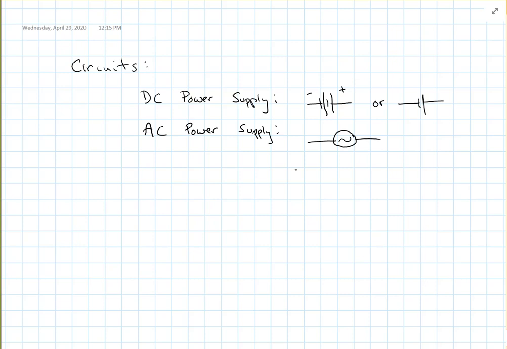Now we have resistors. You're going to use resistors in today's lab. Our symbol is just this sawtooth symbol like that. Electrical resistance. And then we have capacitors. You won't use those today, but you will next week, I believe. A very common configuration for a capacitor is two parallel plates separated by a small gap. Because that's a very common configuration, that's what our symbol for a capacitor looks like.